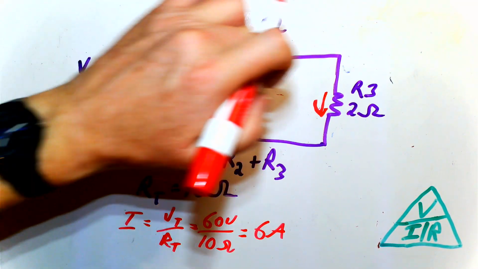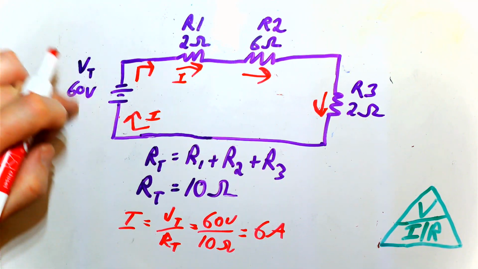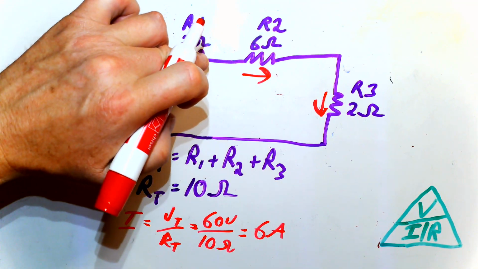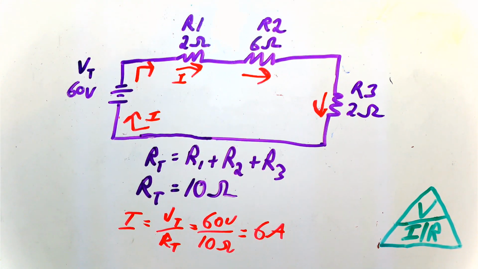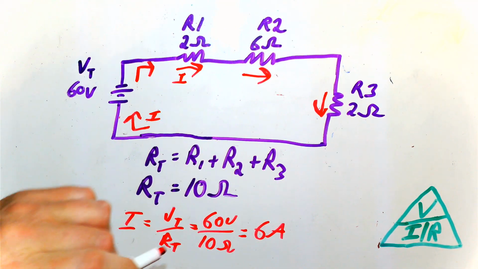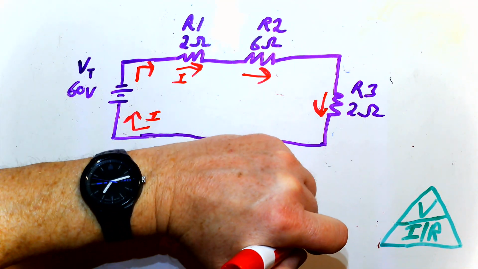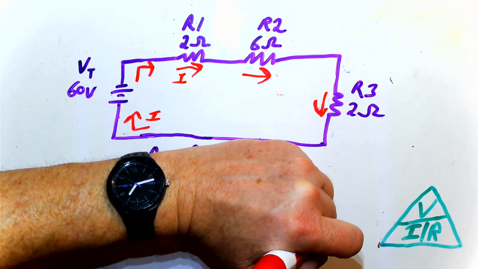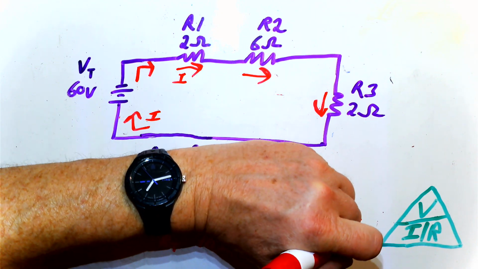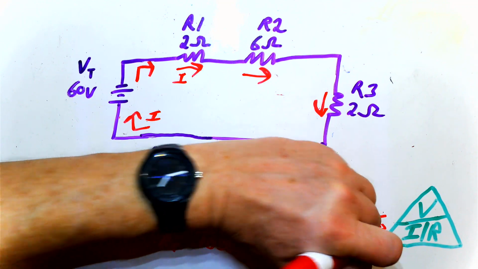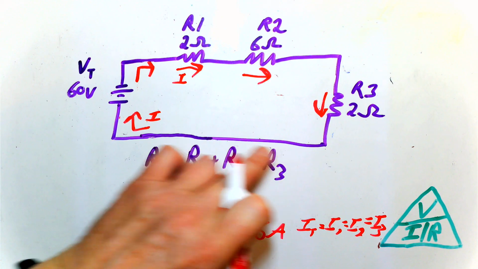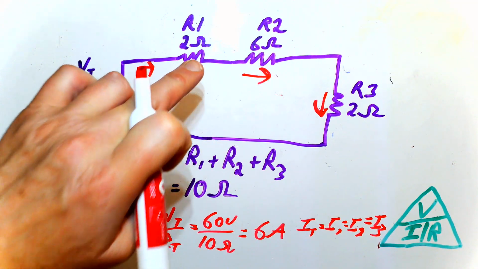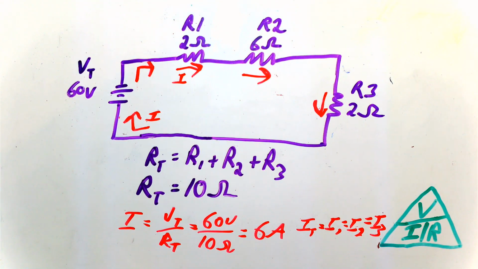So the 6 amps comes out of the power supply, goes through R1, then through R2, R3, and back to the power supply. 6 amps all the way. So we could say that I total equals I1 equals I2 equals I3, right? So it's just one current. We call it I. But the point is, when you see this here, it just means that the current is the same all throughout. Same current going through this 2 ohm resistor as there is going through that 6 ohm resistor.